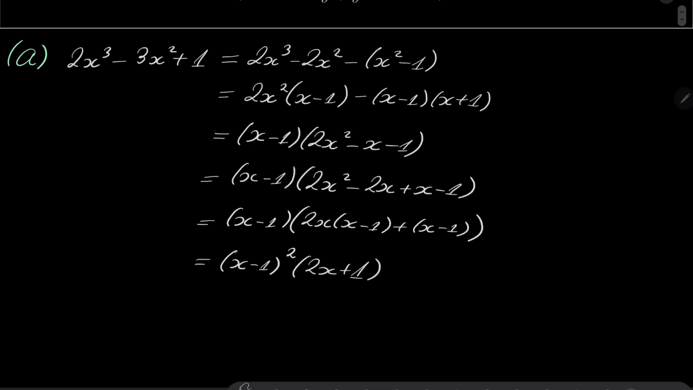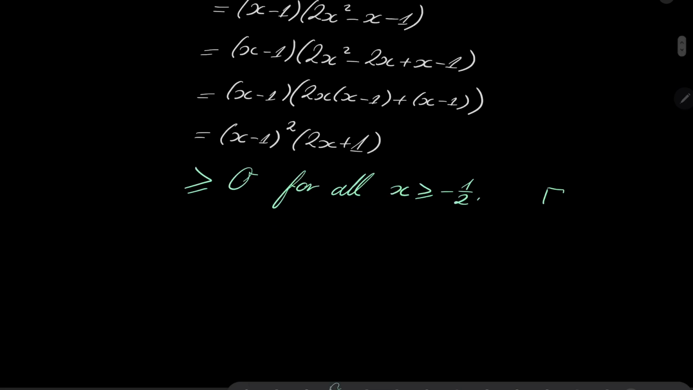And now notice that this is of course greater than or equal to 0 for all x greater than minus 1/2. Because here we have a square, and if x is greater than or equal to minus 1/2, then 2x+1 is also greater than or equal to 0, which proves part A. Because for part A we wanted to show this inequality for x greater than or equal to 0, well, it actually holds for a bigger interval.